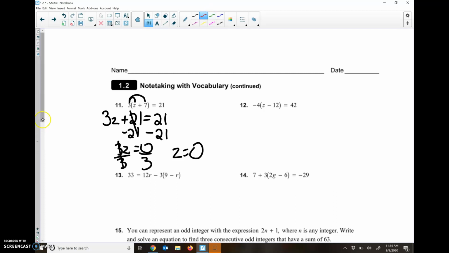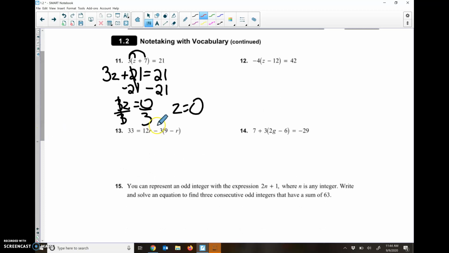Let's do 13, so we distribute a negative number. Okay, so here I'm not going to distribute a +3, but I'm going to distribute a -3. So I have 33 equals 12r, and then -3 times 9 is -27. -3 times -r is a +3r. Okay, so distributing the -3 to the 9 to give you a -27, the -3 to the -r to give you a +3r. And then we'll get our like terms together, so 12r and 3r. We'll run out of room here in a second. 12 plus 3 is 15r.